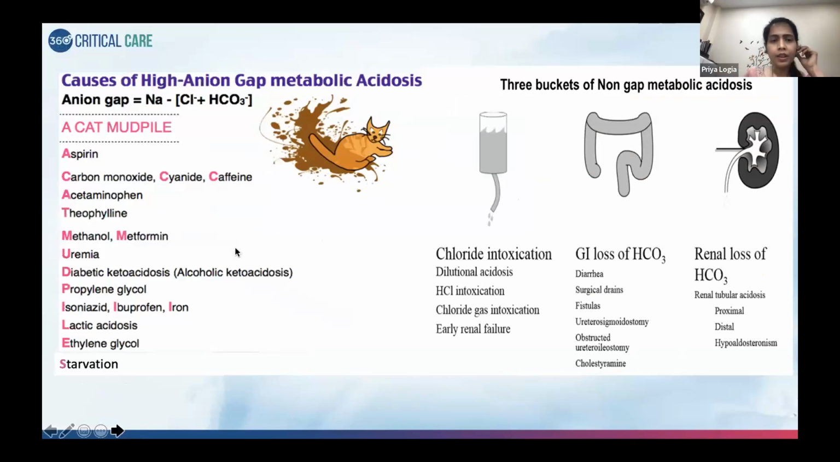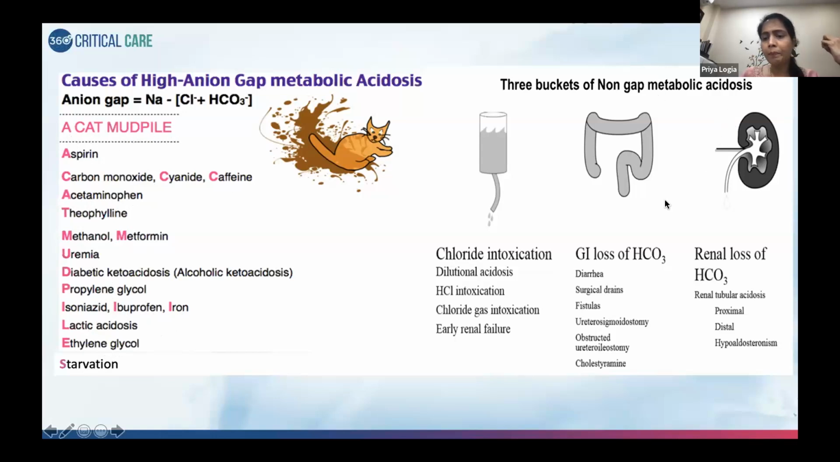So you have to know the causes of high anion gap metabolic acidosis and normal anion gap metabolic acidosis. Remember the mnemonic. A, cat mud pile: methanol, uremia, DKA, propylene glycol, all the alcohols, isoniazid, iron, ibuprofen, and then starvation, aspirin. So these all, carbon monoxide, cyanide, caffeine, theophylline, okay, all these things, mud piles. So this is something you have to remember.